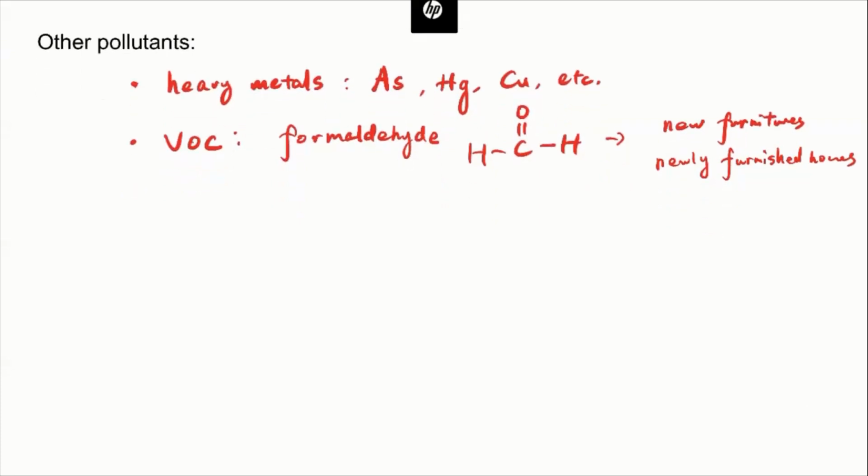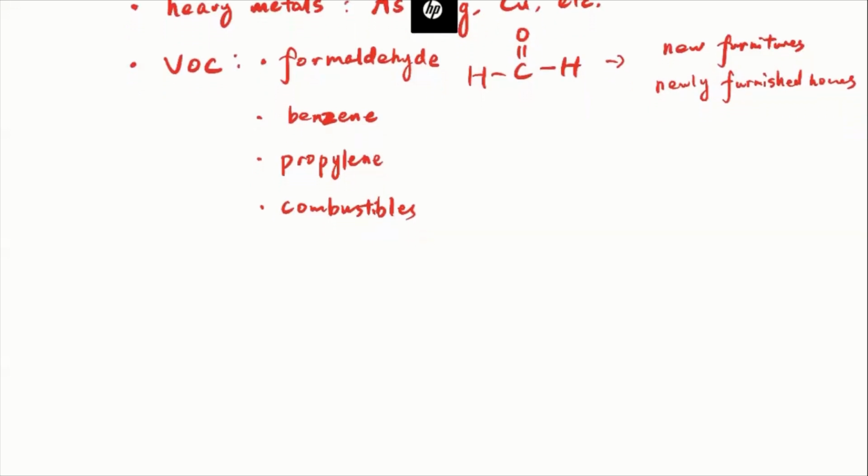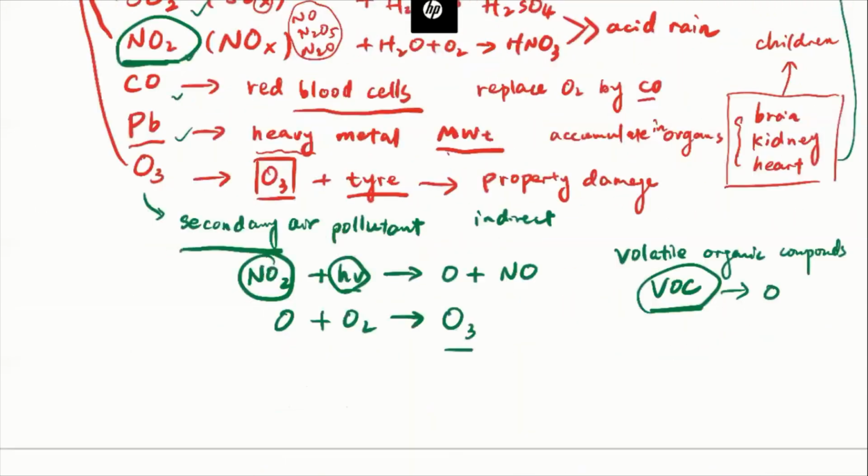But VOCs actually contain a lot of other species. For example, benzene, right? Propylene, and combustibles. For example, the volatiles coming out of the gasoline, right? Whenever we go to the gas station, we can smell something. So those are combustibles. And so basically, if we talk about the total emission of the VOC, I would say it's quite comparable to some of these species here.